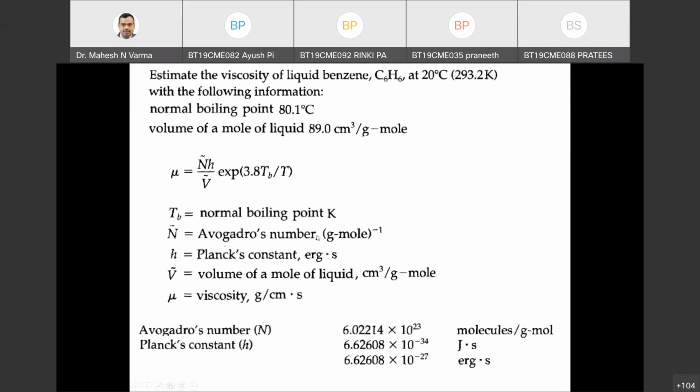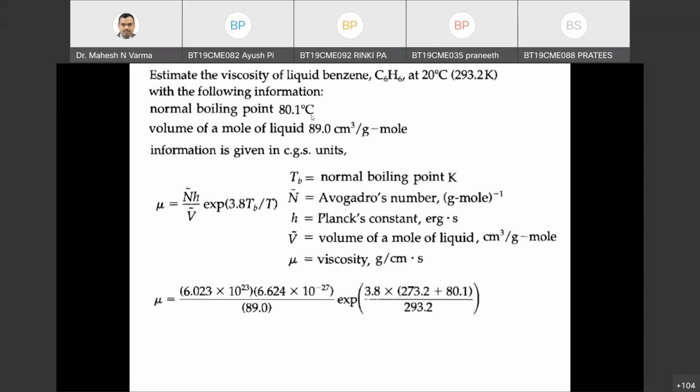Okay. So this is what all the data is there. So only the thing is you need to convert this temperature in Kelvin and substitute all the values. So this is what the equation will be. So this is 4.5. This is what you got. Yeah, almost everybody is getting 4.3 into 10 raised to minus 3 gram per centimeter second.